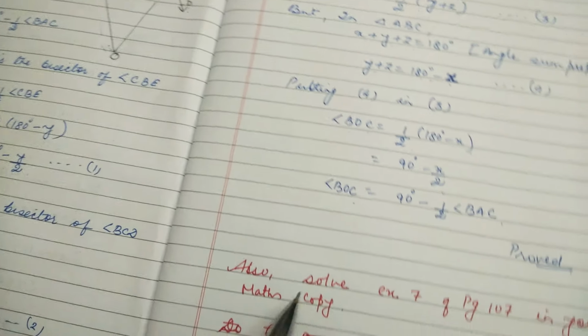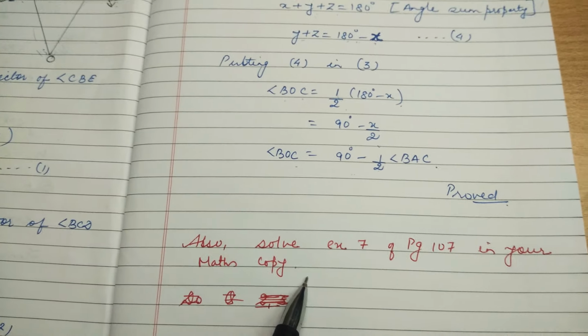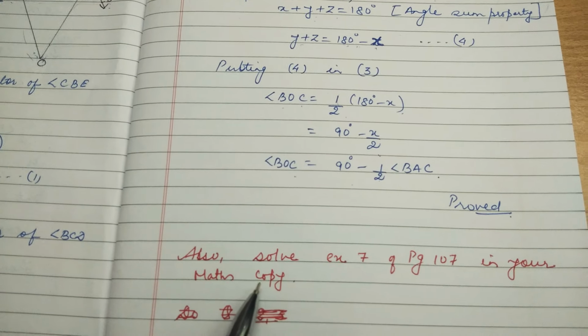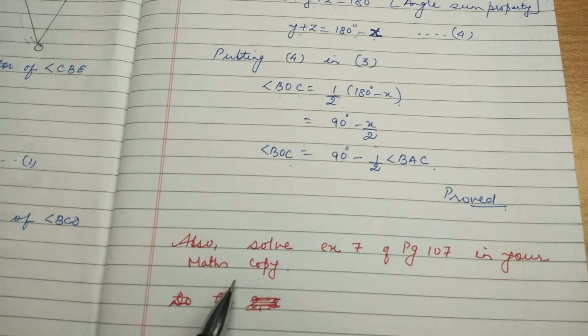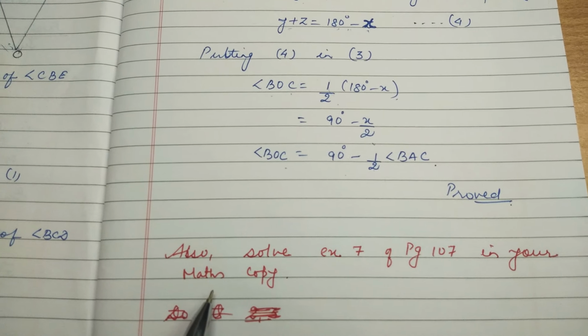Students, also solve example 7 of page 107 in your maths copy. So revise and practice the chapter thoroughly. The Lines and Angles chapter is over today. Go through the R.S. Agarwal book also and practice as many sums as possible.